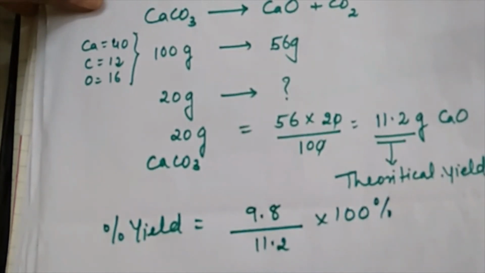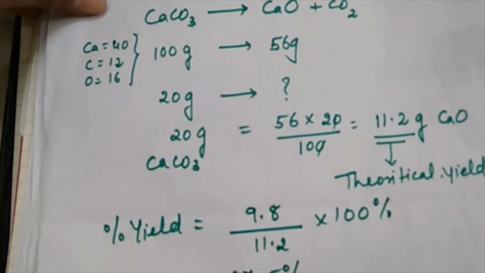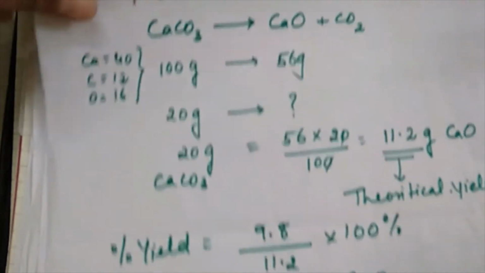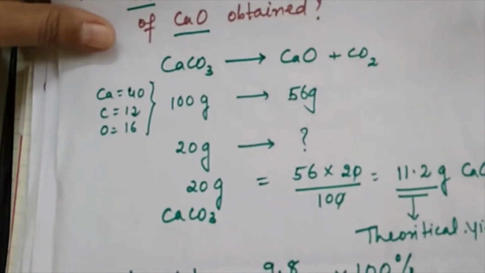Calculating this, we get 87.5% of calcium oxide. Clear? Okay.